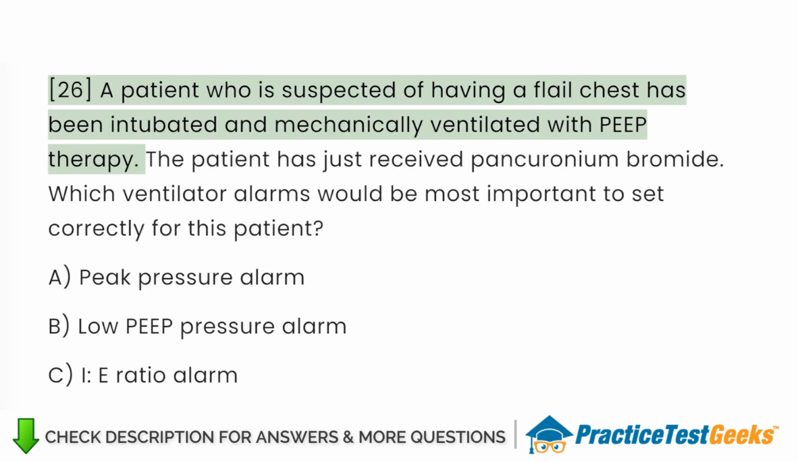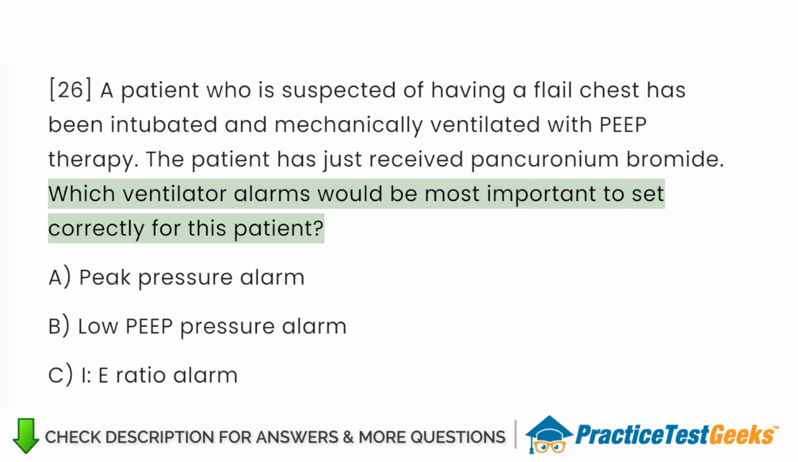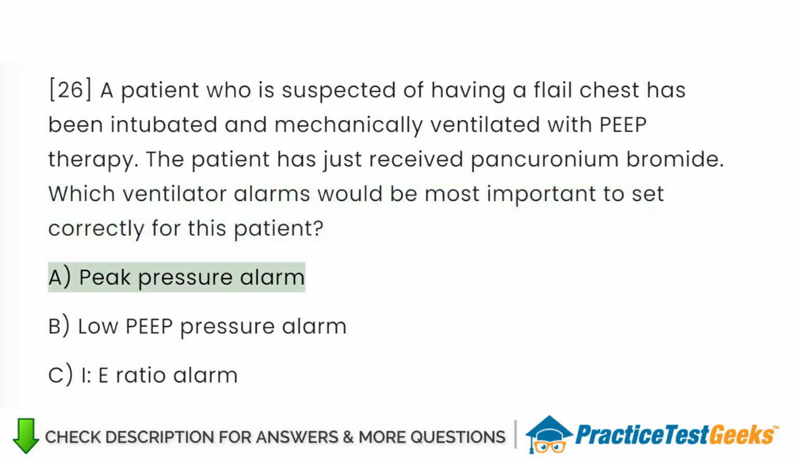A patient who is suspected of having a flail chest has been intubated and mechanically ventilated with PEEP therapy. The patient has just received pancuronium bromide. Which ventilator alarms would be most important to set correctly for this patient? A. Peak pressure alarm. B. Low peak pressure alarm. C. I-E ratio alarm.